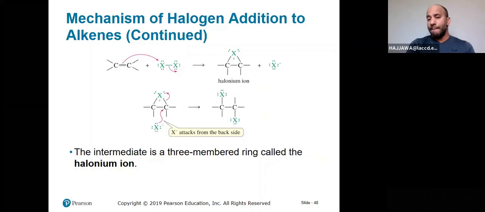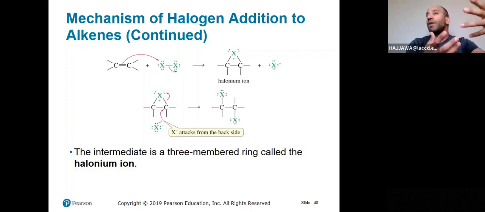So the very first step is always the alkene being the nucleophile and the halogen being the electrophile, never the other way around. That pi bond will attack one of the halides, kicking off the second, and that halide is not going to be bonded to one carbon of the alkene. It's going to be bonded to two. That's why you end up having a three-member ring. That's a halonium ion, and this halonium ion will have that halide on one face or the other, so pointing up or down.